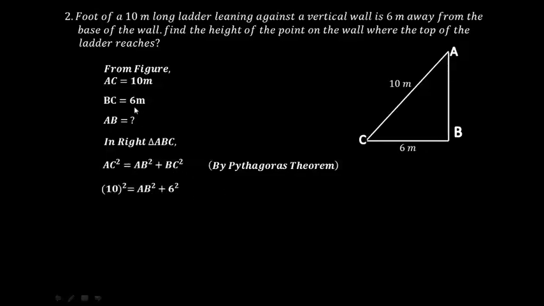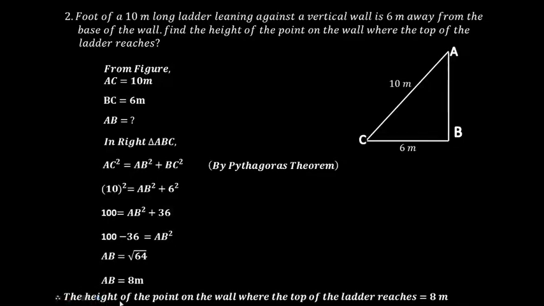Now put the values. AC is equal to 10. We need to calculate the value of AB, and BC is equal to 6. So 10 into 10 is 100. AB square remains as it is, 6 sixes are 36. When plus 36 goes to this side, it becomes minus 36, which is equal to AB square. So 100 minus 36 is 64. I need the value of AB, so AB is equal to square root of 64. Square root of 64 is 8. Therefore, the height of the point on the wall where the top of the ladder reaches is equal to 8 meter.